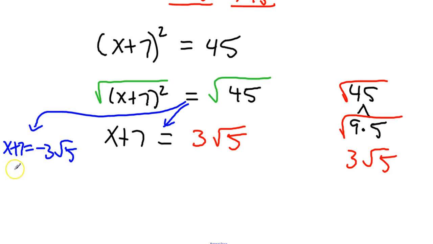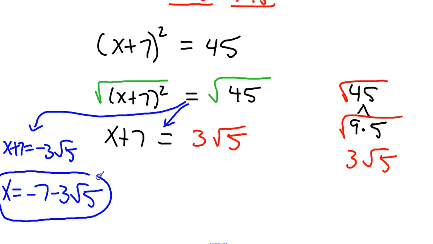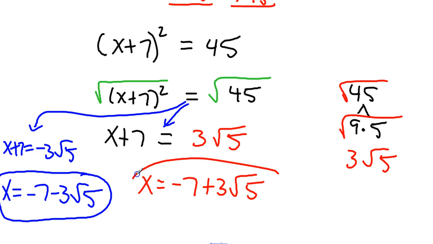So to solve this one, you would subtract 7 from both sides. So then you get x equals negative 7 minus 3 square root of 5. And for the one on the right here, when you subtract 7, x would equal negative 7 plus 3 square root of 5.